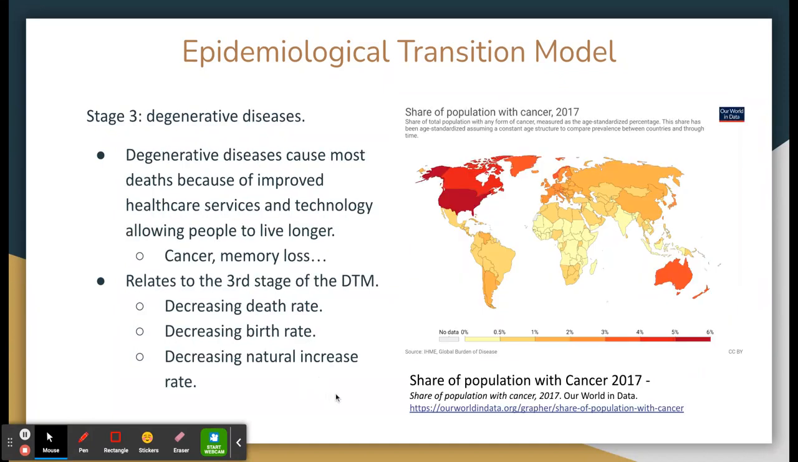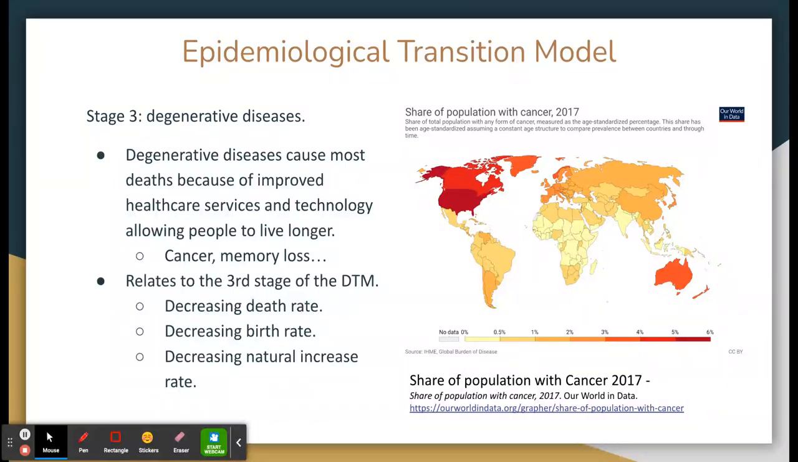Stage 3 is represented by degenerative diseases. These diseases cause most of the deaths during this stage because of improved healthcare services and technology, allowing people to live longer. Some examples can include cancer, memory loss, arthritis, and etc. This relates to the third stage of the DTM, as there is a decreasing CDR, a decreasing CBR, and a decreasing NIR.